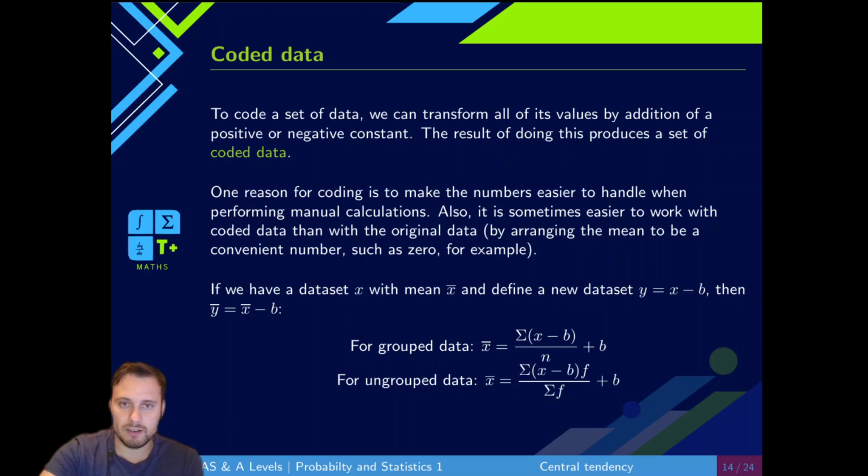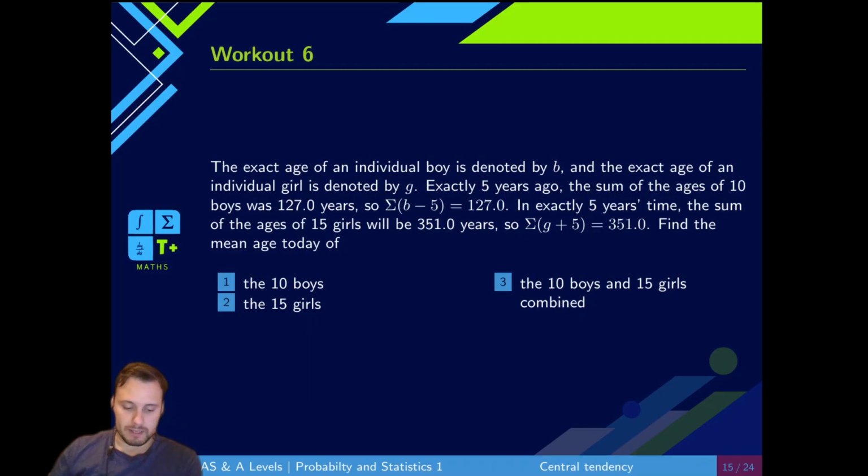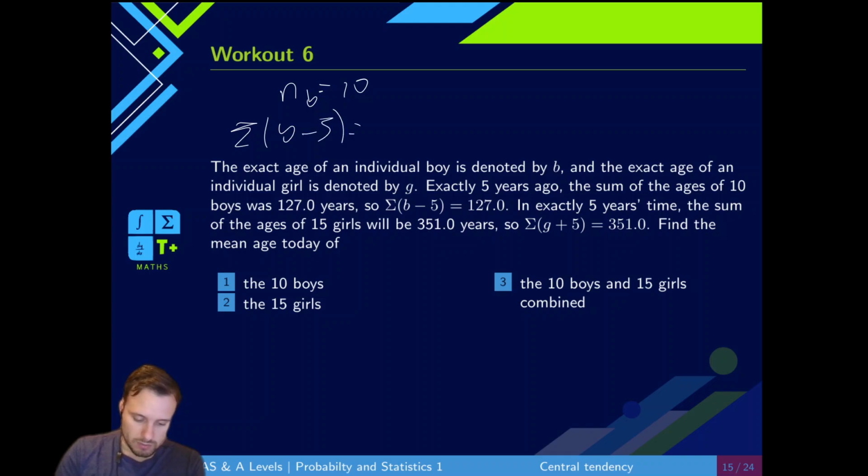We have here the exercise. We're going to call B the age of a boy, and we're going to call it exact age so that we can use decimals here. And for a girl, we're going to call it G. And then we are told that 5 years ago, the sum of the ages of 10 boys was 127. So from here, we are told two things. We are told that the number of boys is 10, and we're told that the sum of the ages of the boys 5 years ago is 127. I'm omitting the point for now.